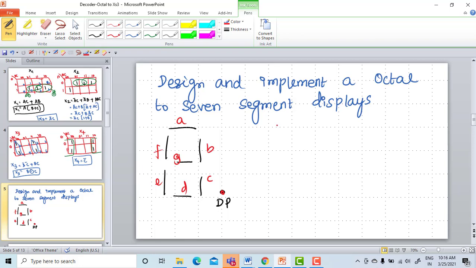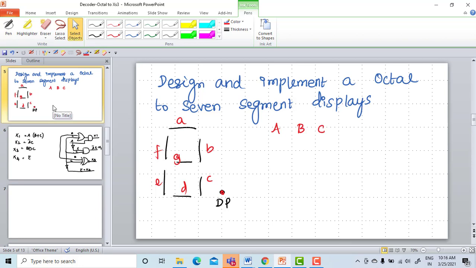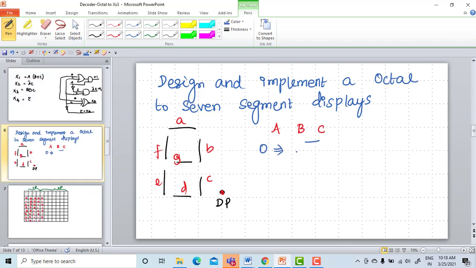So let me take the input of octal as A, B and C, and the outputs are these 7 segments. So 1, 2, 3, 4, 5, 6 and 7. Okay, we need to develop the truth table first. So for that, these are LEDs, right? Behind the segments there will be LEDs, so you need to drive the LEDs. So A, B, C, D, E, F, G. For 0, which are all the segments active? Active segments are A, B, C, D, E, F.